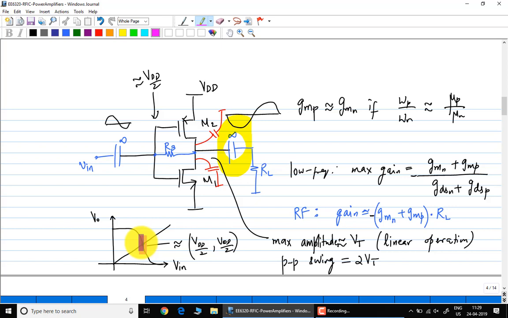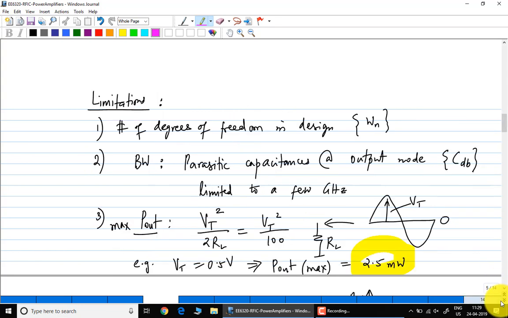You want to extract as much swing out of the PA as possible, because you want as much power output as possible. So, limitations: number of degrees of freedom. The only degree of freedom in this is the width of the NMOS. Everything else is fixed. You change the width of the NMOS, and the bias current is automatically set to a new value. WP is automatically some multiple of WN. You don't have any other degrees of freedom. It also has limited bandwidth, because parasitic capacitances at the output node will limit your frequency of operation. This is really not scalable.